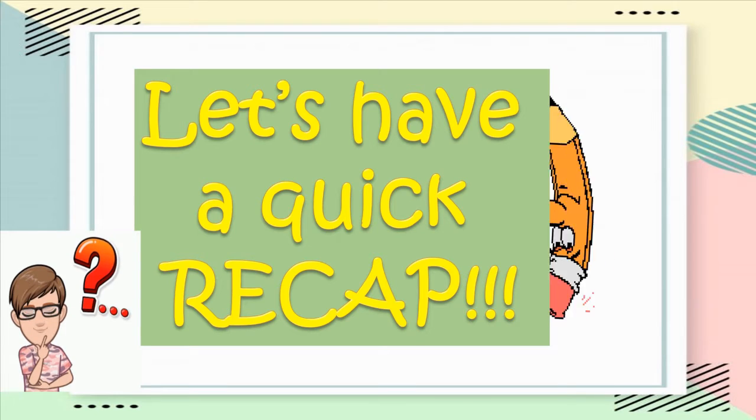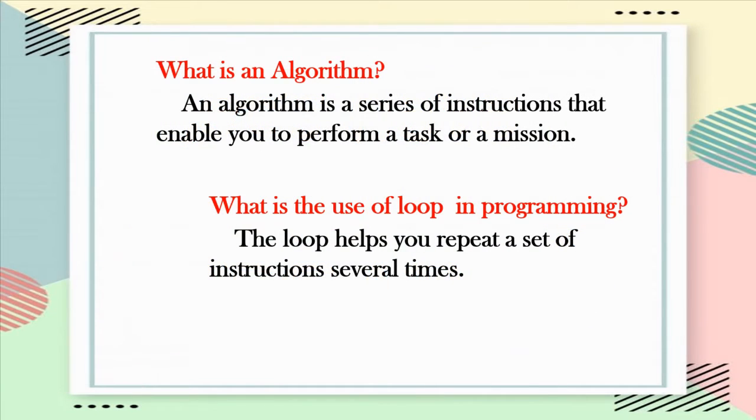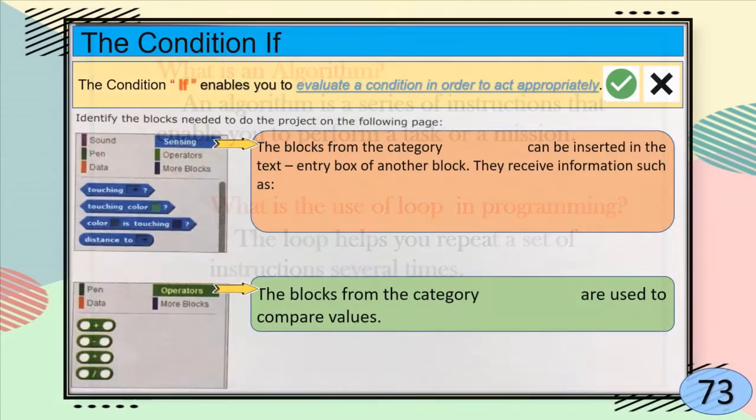Now let's have a quick recap of the previous lesson. What do you mean by algorithm? When we say algorithm, it is a series of instructions that enable you to perform a task or a mission. And what is the use of loop in programming? The loop helps you repeat a set of instructions several times.